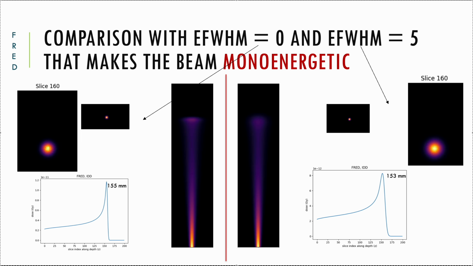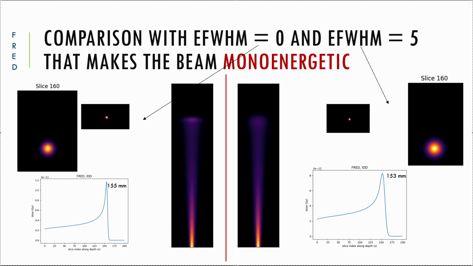Yeah, then what I tried today was I simulated. Both of the simulations are on Fred. So I should have tried on MC square as well. But if you see clearly, you can see that when our particle is monoenergetic, it has a very sharp fall at 155 millimeters.